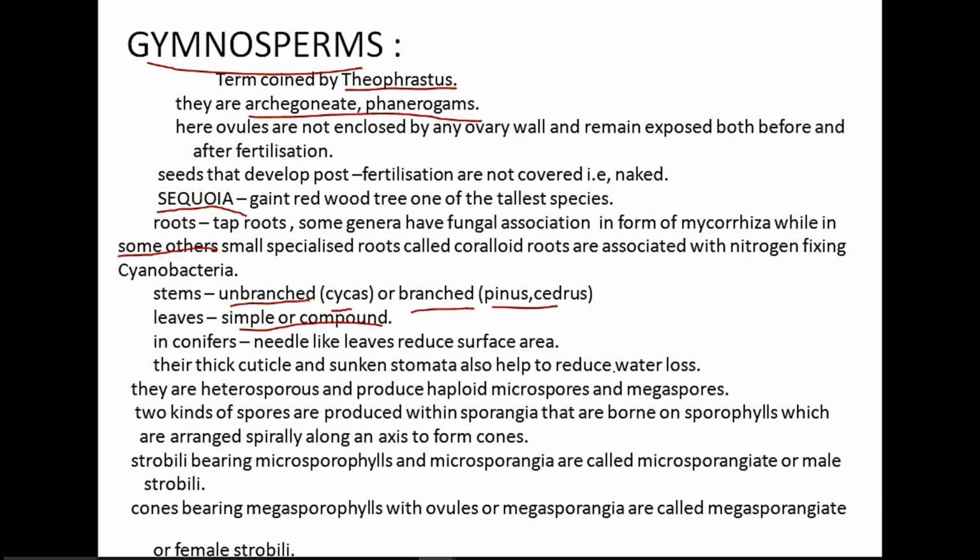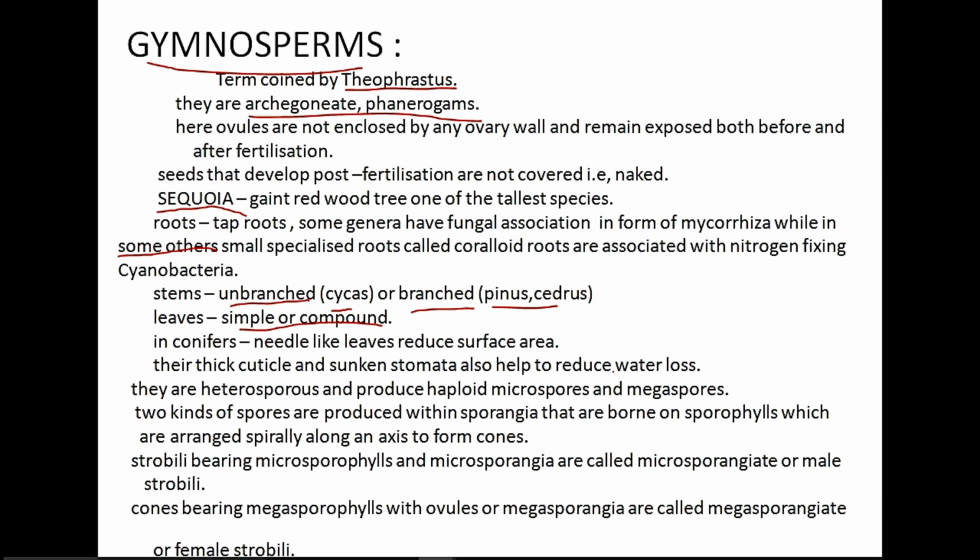So here the stem shows eustele, and in the eustele, the vascular bundles are conjoined, collateral and open, whereas vessels are generally absent in xylem and companion cells are absent in phloem. So the secondary growth here occurs in the stem and the root. So the gymnosperms are heterosporous, they are not homosporous, and they produce haploid microspore and a megaspore.